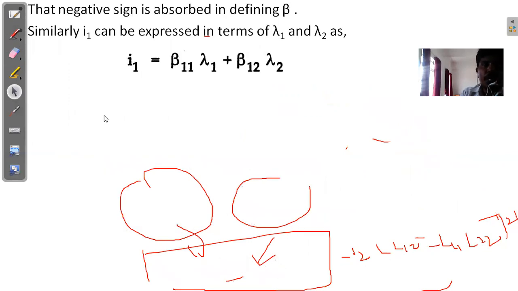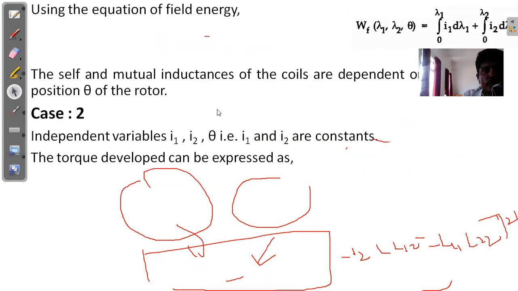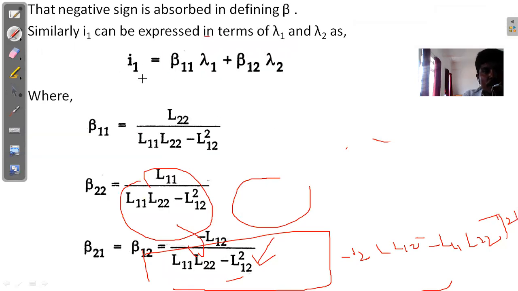Next, similarly find for I1. So I1 equal to beta 11 into lambda 1 plus beta 12 into lambda 2. Already we found it for I2, similarly we can find it for I1 also. So from this equation, beta 11 equal to L22 divided by L11 L22 minus L12 square. Similarly, beta 22 equal to L11 divided by L11 L22 minus L12 square.